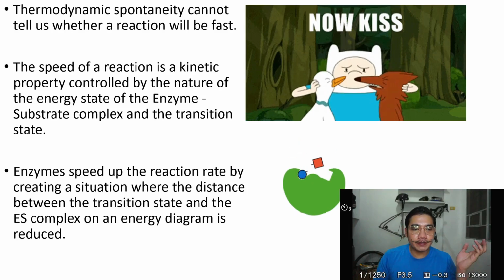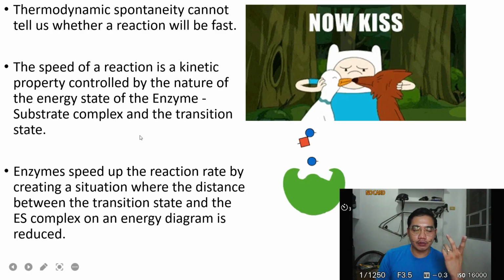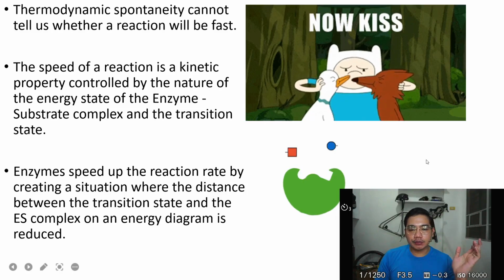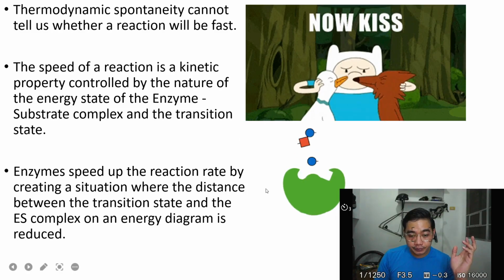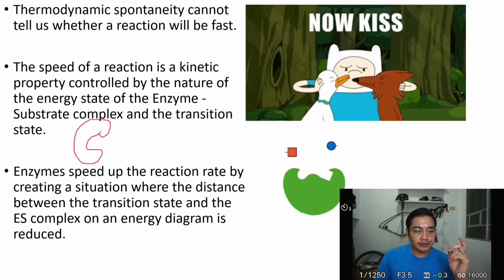So the speed of the reaction is a kinetic property controlled by the nature of the energy state of the enzyme-substrate complex and the transition state. So what is this enzyme-substrate complex? So your enzyme is this one. This is the active site.